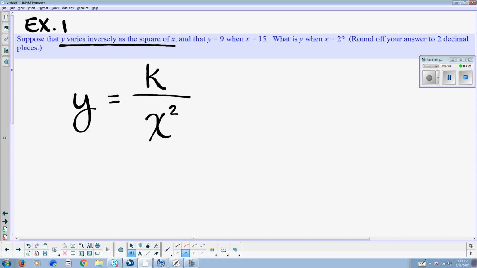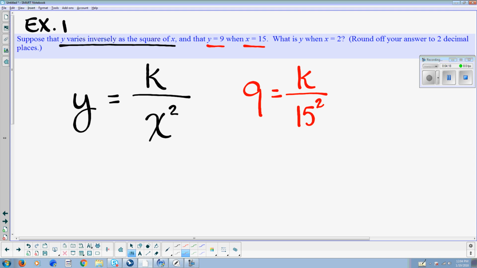Step 2, we have to substitute in given values to solve for k. So here's my given values. Y is 9 when x is 15. So I'm going to substitute those values. Y is 9 when x is 15. So I have just substituted into the same formula for x and y. Now I'm supposed to find what is k. What is this constant of variation?